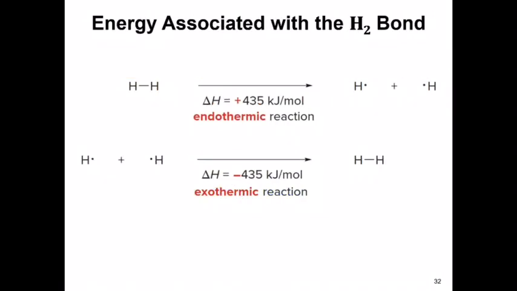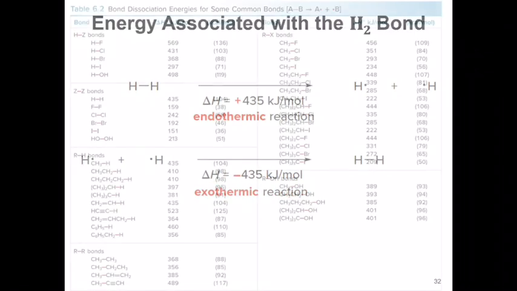So here's an example of the energy associated with the formation and breaking of a bond. Here we have hydrogen gas, and the amount of energy required to break this bond between the two hydrogen atoms is 435 kilojoules per mole. So this is an endothermic process. And the formation of the single bond between the hydrogen atoms releases 435 kilojoules per mole of energy. So this is an exothermic process.